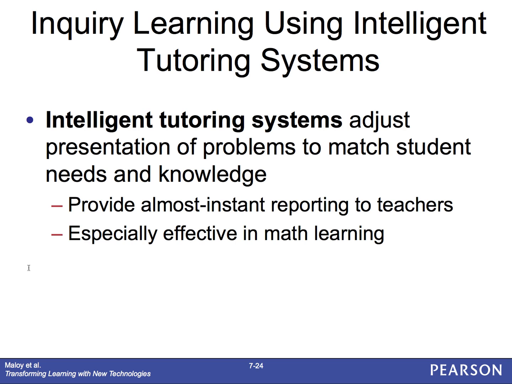But there is software out there that you can buy that will provide instant reporting to you of what's going on with students. You can't really do that with the Khan Academy, but there is software out there that can do it. And it says especially effective in math learning. Well, yeah, but there are also science concepts out there too. There's a lot of stuff coming down the pike, and these intelligent tutoring systems are very good, and they're just going to get better and better.